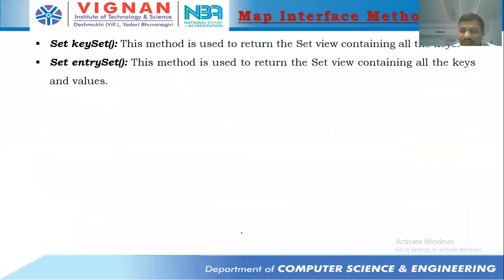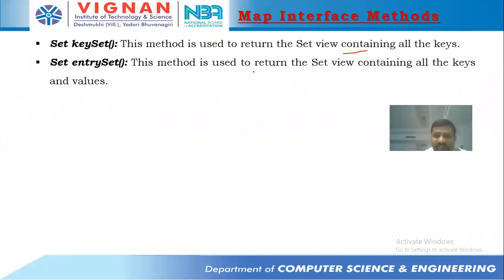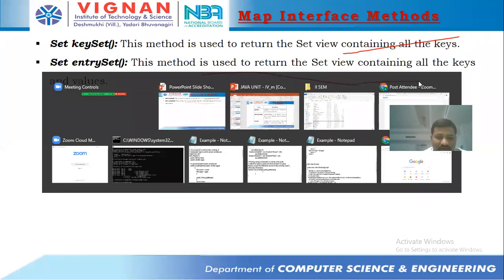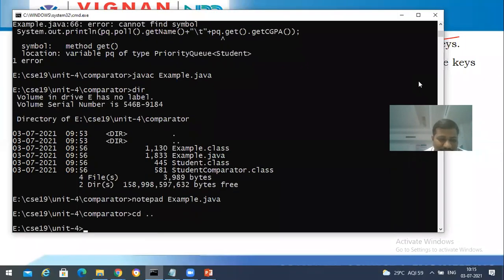The next thing is keySet and entrySet. The keySet method is used to return a set view containing all the keys, and the entrySet method is used to return a set view containing all keys and values. So let's see the programming of this so that you might understand it clearly.